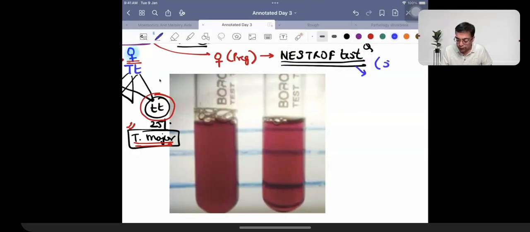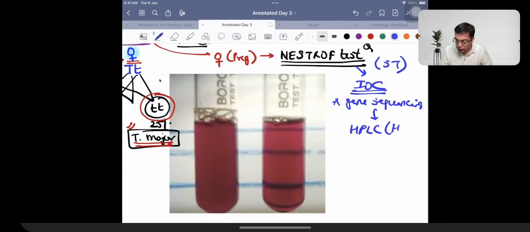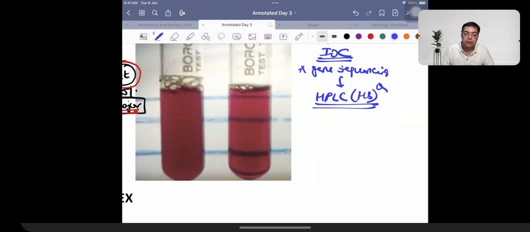This is a screening. Nestroff test is a screening test. You have to do the confirmatory investigation. Confirmatory investigation is going to be gene sequencing. If not given as an option in the exam, of course, the next best thing that you have to go for is hemoglobin HPLC.